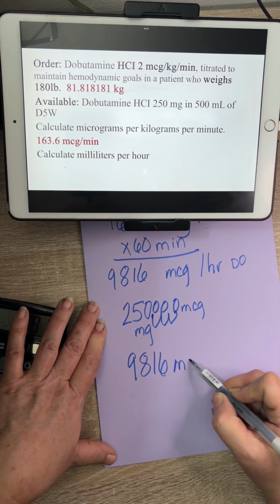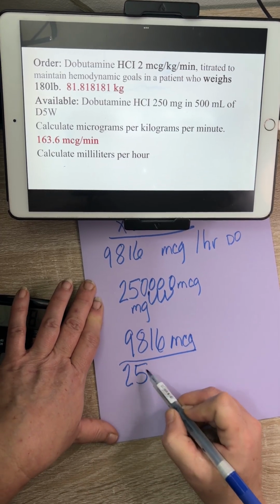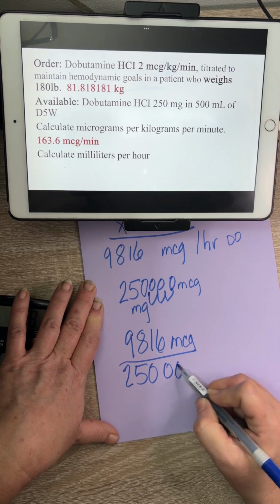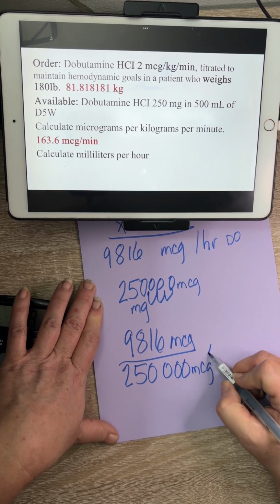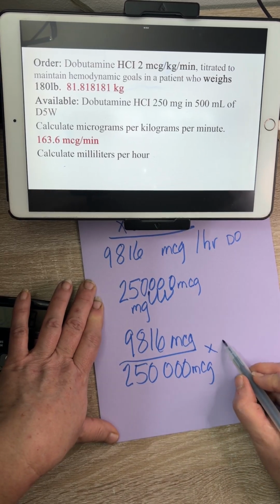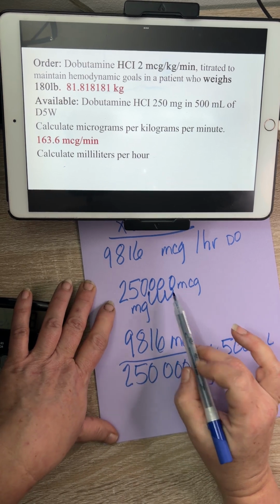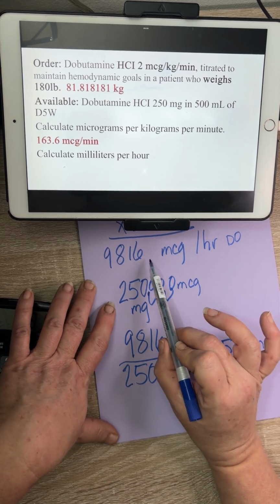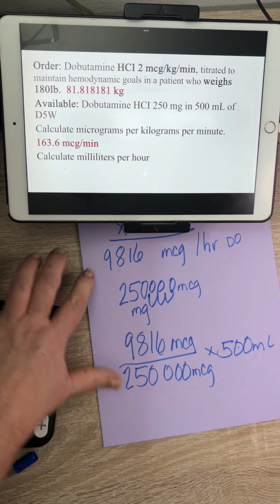9,816 micrograms is what he wants. What we have in our hand is 250,000 micrograms. We're microgram rich. And how do these micrograms come? In 500 milliliters. If you convert the 250 to micrograms, then you avoid the cluster of rounding on this.